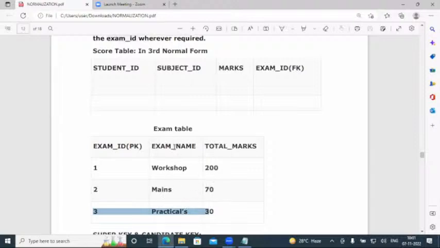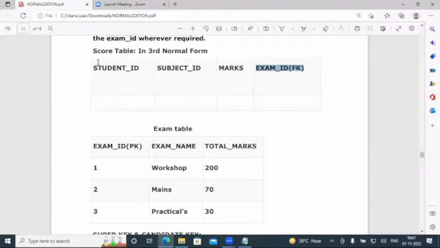And in this table, examination ID is called what? Primary key. This ID, I'm making a relation with the score table. That's called a foreign key. So primary key, foreign key. In these two, which is parent and which is child? Primary key is the parent. This is the child because it has what? Foreign keys. So now we are separating like this.